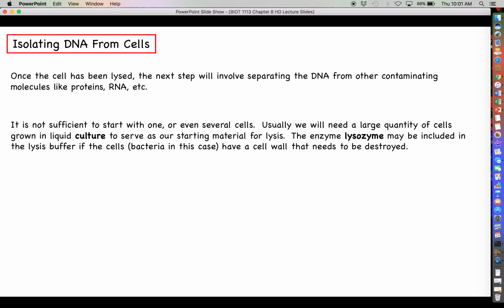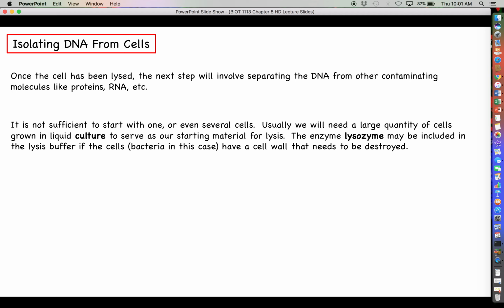As you can imagine, it's not going to be sufficient to start with just one cell or even a couple of cells. So usually we're going to need a fairly large quantity of cells, usually in the millions to 10 millions, grown in a liquid culture to serve as our starting material for lysis. It goes without saying, the more starting material you have, the more product you're going to end up with. It's the same sort of thing that we were talking about in the process of making proteins.